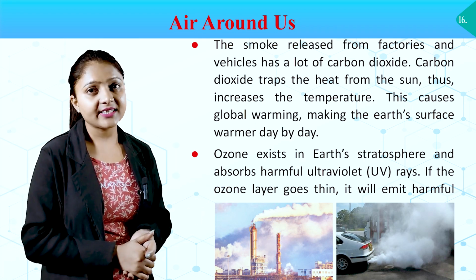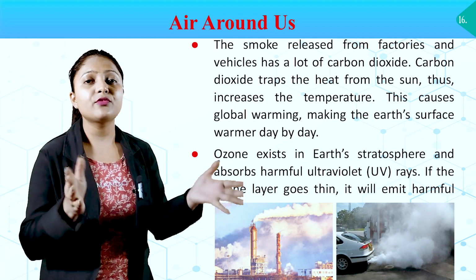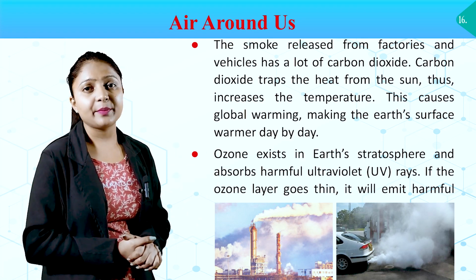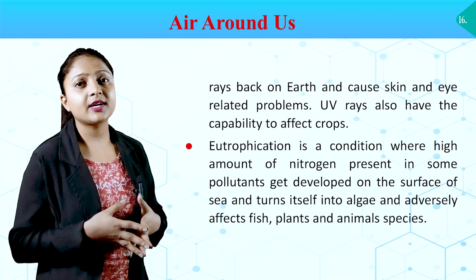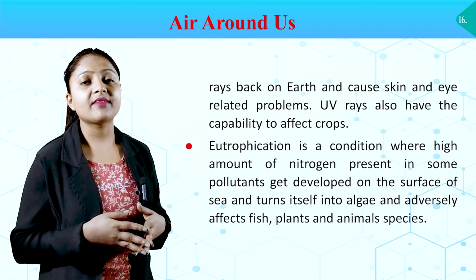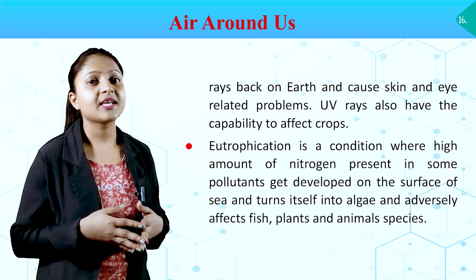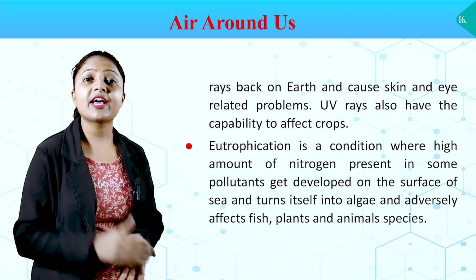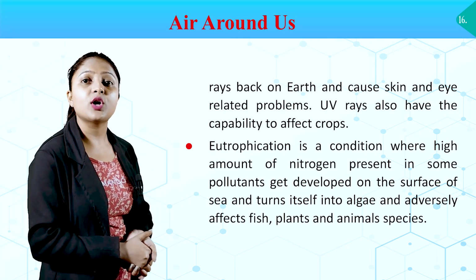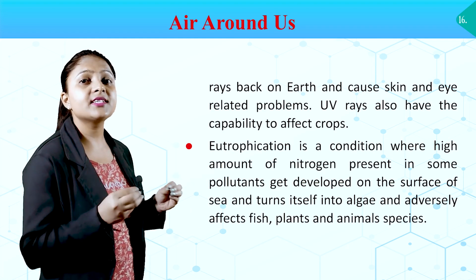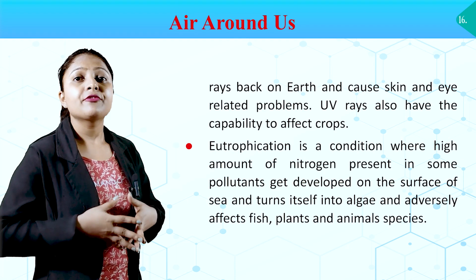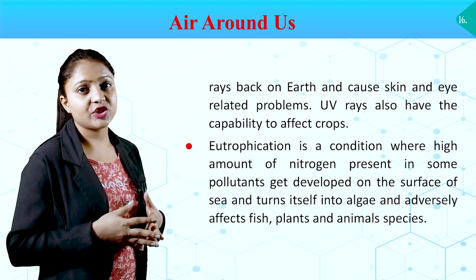Ozone exists in Earth's stratosphere and absorbs harmful ultraviolet rays. If the ozone layer goes thin, it will emit harmful rays back on Earth and cause skin and eye related problems. UV rays also have the capability to affect crops. Eutrophication is a condition where high amount of nitrogen present in some pollutants get developed on the surface of the sea and turns itself into algae and adversely affects fish, plants and animal species.